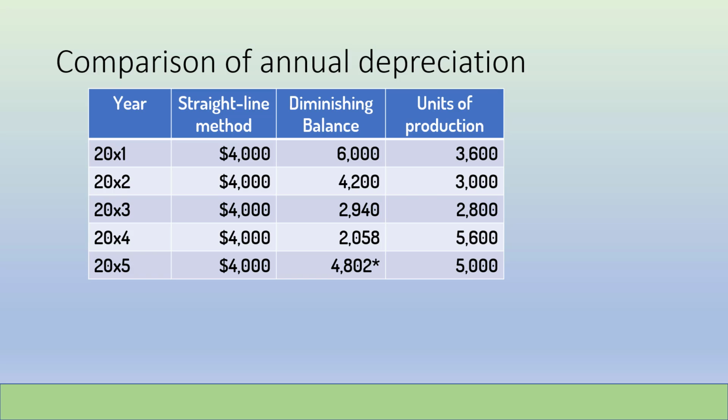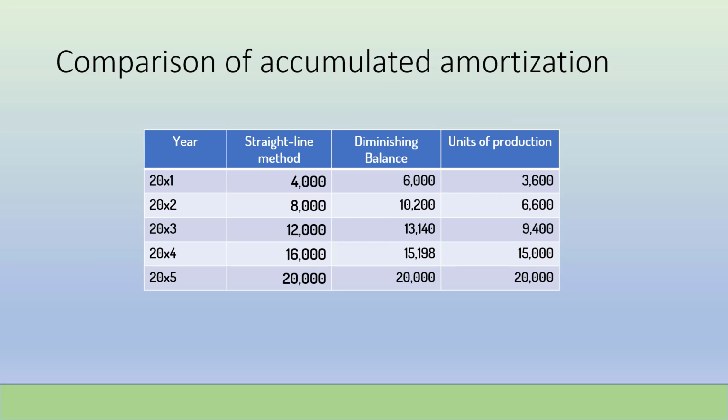Now if you compare the annual depreciation for each method, with the straight line method you can see that it's consistent. With diminishing balance, you can see that the annual depreciation decreases. And then for units of production, we have this. And if you compare accumulated amortization, you can see the difference.